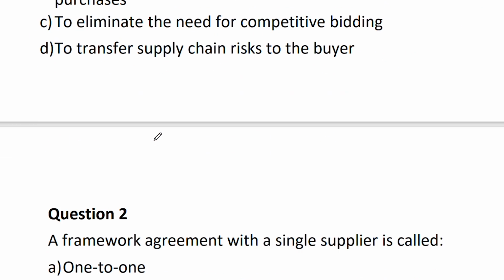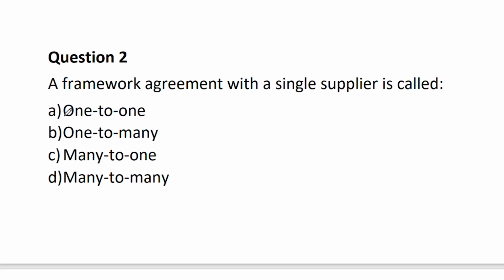That's the thing. Number 2, a framework agreement with a single supplier is called, so what do we call that one?